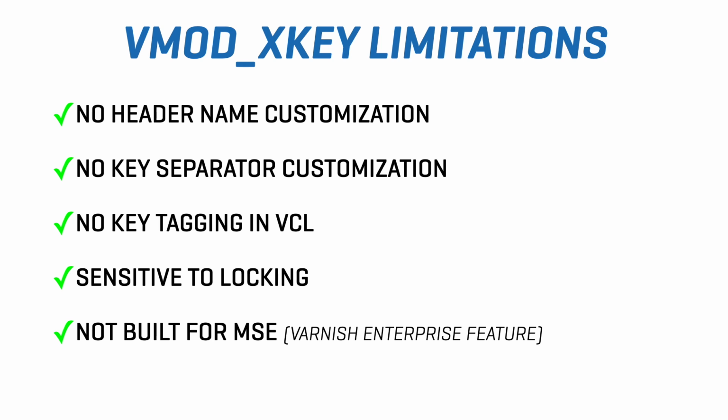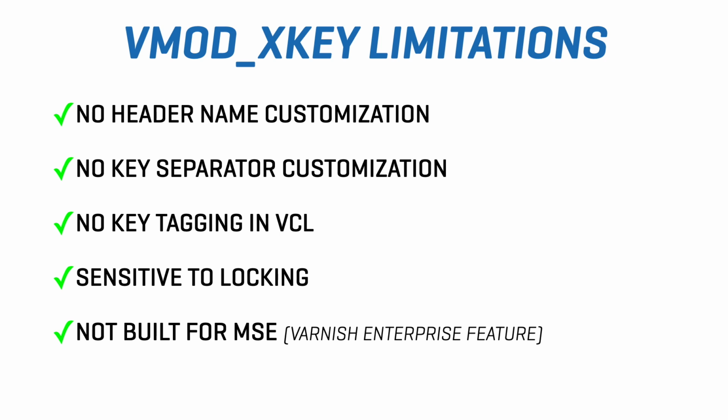And while XKey could be a good alternative for banning, there are some limitations though. Beyond the difficulty of installing it, there is no header name customization. You can't choose the name of the header with which you'll set the tags. There's also no separation customization possible. Now we have spaces, you could do commas, but beyond that, there's nothing you can customize about it. You can't tag explicit keys in the VCL code, so everything needs to come from the header.